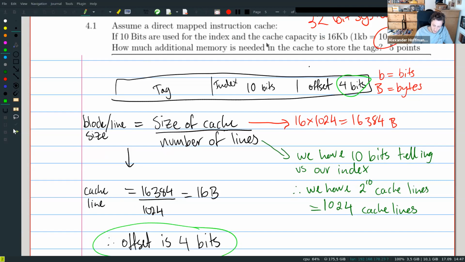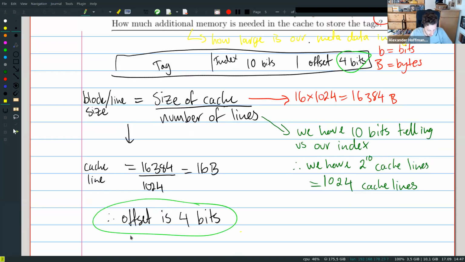How much additional memory is required in the cache to store the tags, right? And so this here is saying how large is our metadata in bytes. That's essentially what the question is asking. It wants us to calculate, okay, we need to find out how big every tag is. And then we just say, okay, we need per cache line this many bits to store the tag. So we just find out how big the tag is and multiply the bit count of the tag times by the amount of cache lines that we have.